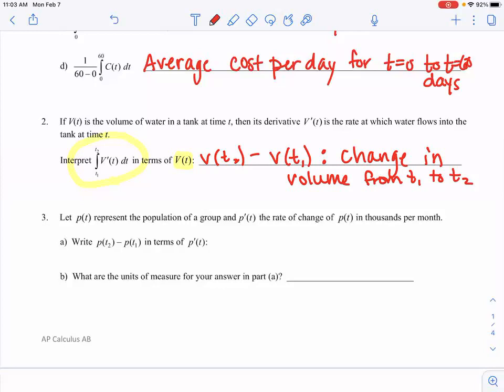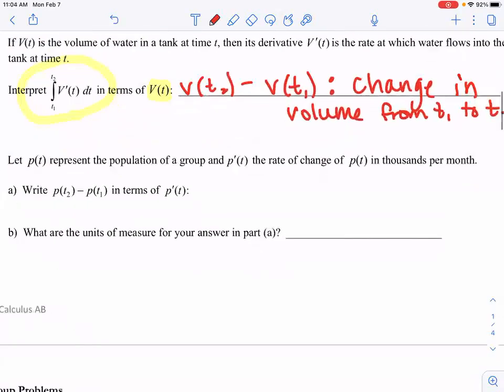We took the integral of a function that was measuring the rate of the volume flowing into the tank. So maybe it's like milliliters per second or cubic centimeters per minute or something crazy like that. So when we go through the fundamental theorem of calculus, we now have just the volume and how much volume has changed from time is 1 to time is 2. Okay. All right, one more.